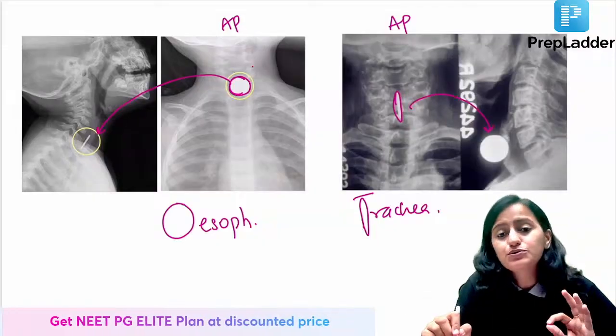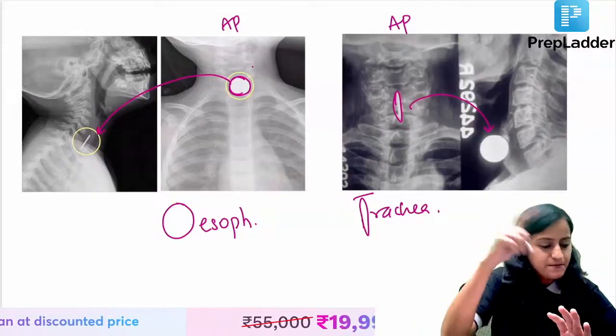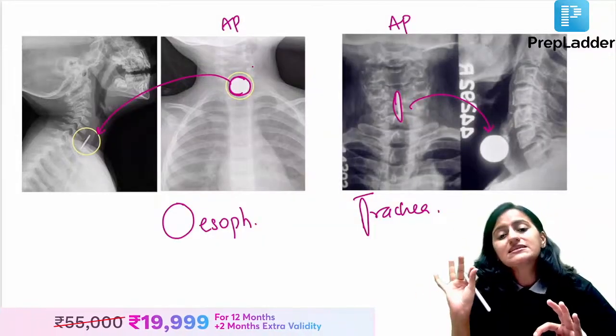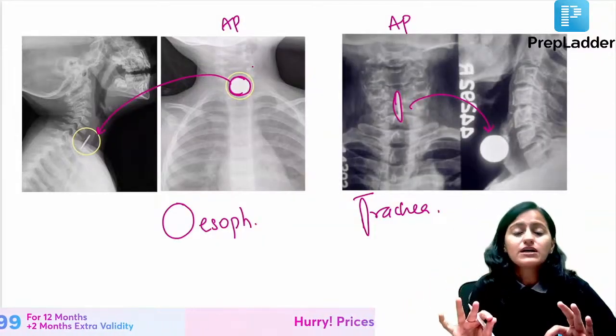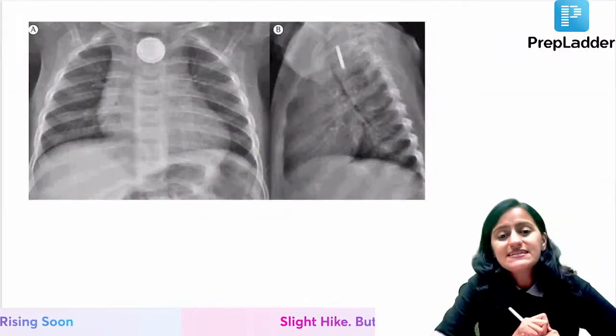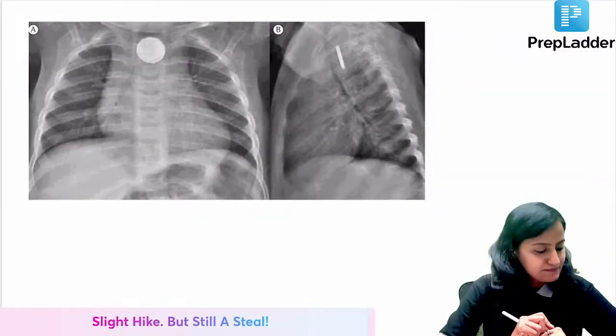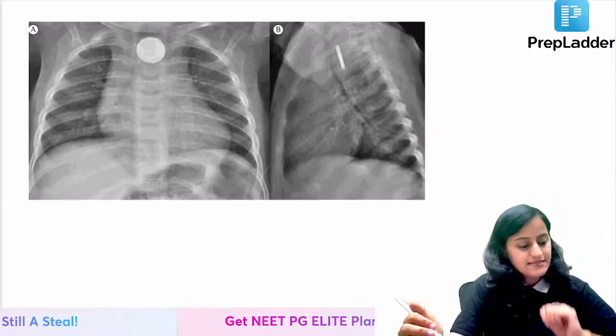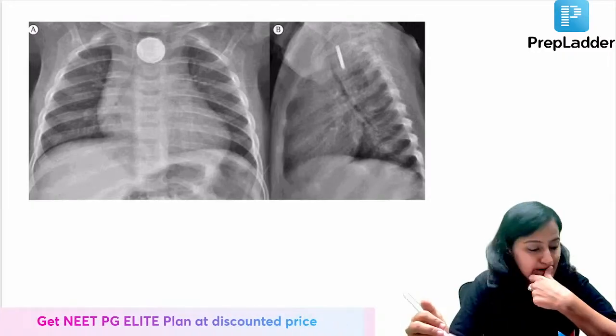ओके, दैट इज हाउ यू आइडेंटिफाई. इज दिस क्लियर विथ एवरीवन? Circle esophagus, slit is trachea. Remember we are talking about the AP view, frontal view, not the lateral view. Is this a coin or is this something else?